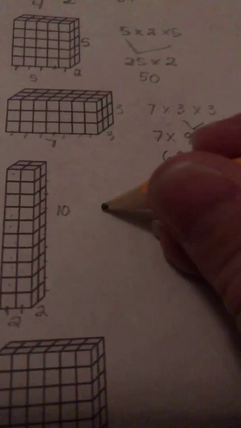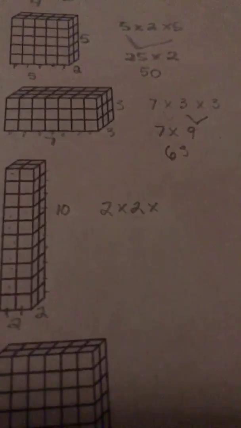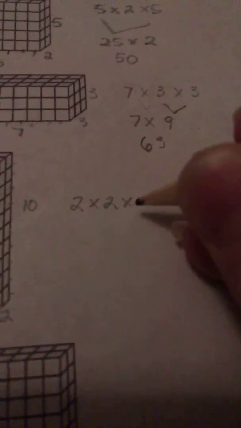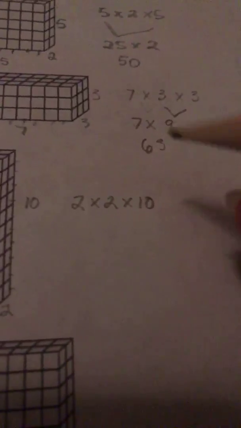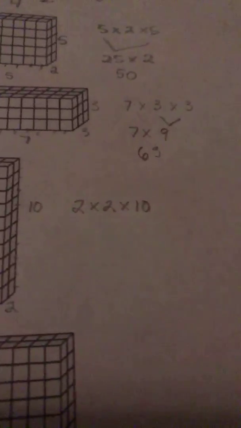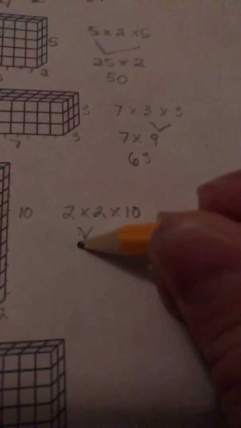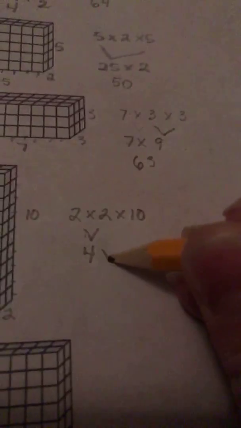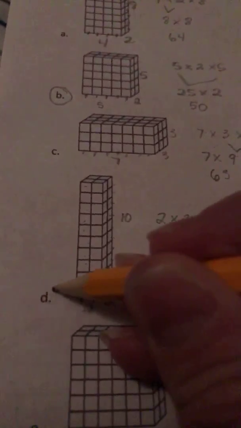And I know you can do it in your head, but get in the habit of doing it over to the side. I know you could go 2 times 2 is 4 times 10. Totally got it. But some of them are going to be larger numbers eventually, so we want to get used to being able to write it out and solve it. But anyways, 2 times 2 is 4 times 10 is 40. Does letter D work? And yes, it does.